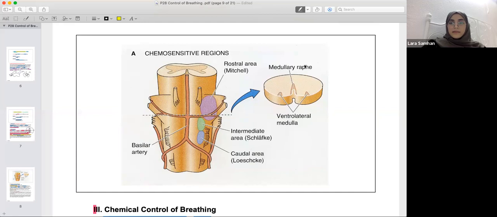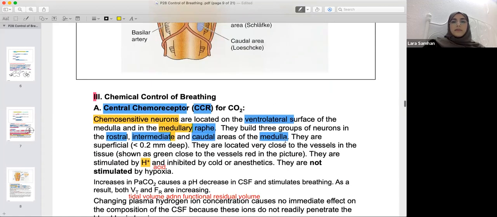As we can see, this is the medulla oblongata. If I took a cross section of this medulla, from anywhere, in this case they took a cross section from here, as we can see this line, then this middle thing is basically the medulla raphe. So those structures, the chemosensitive receptors in general, are available in the ventrolateral surface of the medulla oblongata.